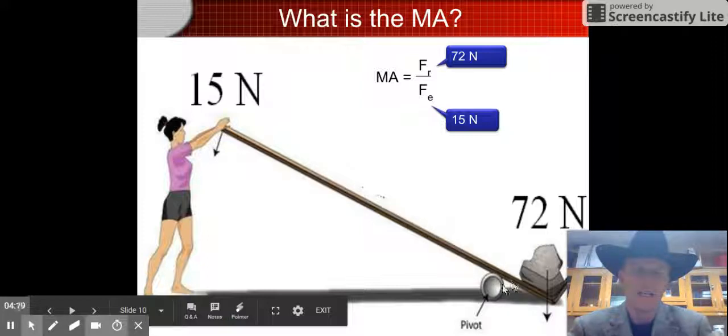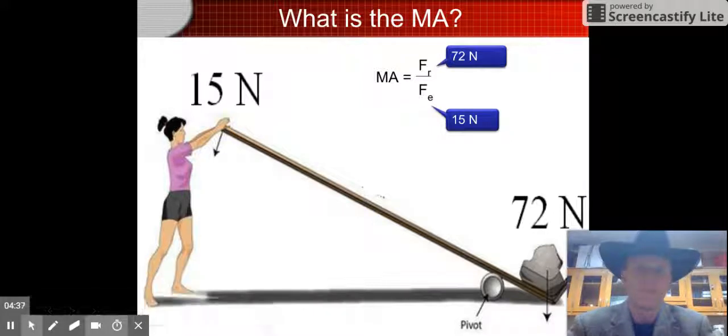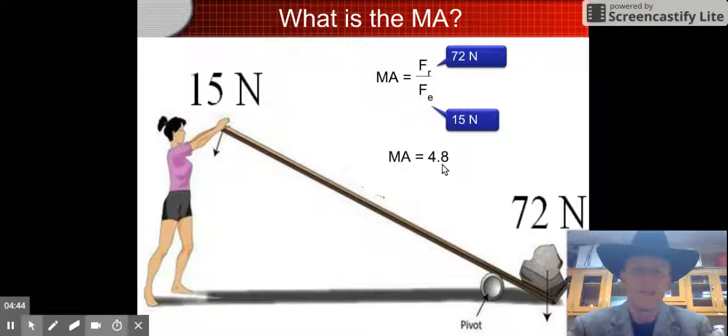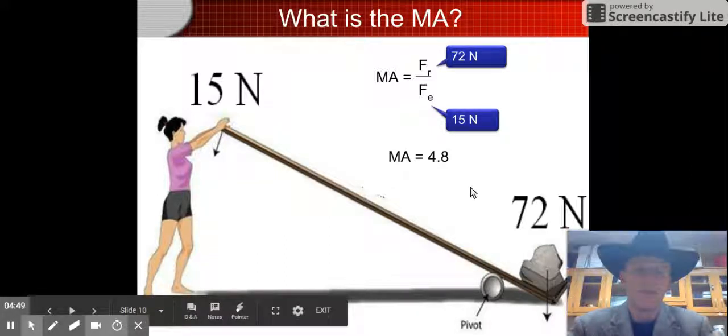When you're working a lever, the job will be easier if the fulcrum is really close to the F sub R, the lifting load. The closer you get this fulcrum to the object you're lifting, the less force you'll need to push down with. When you divide those two on a calculator, you get 4.8, and what that means is using this lever to lift this load would be almost 5 times easier than picking that up straight up all by itself.